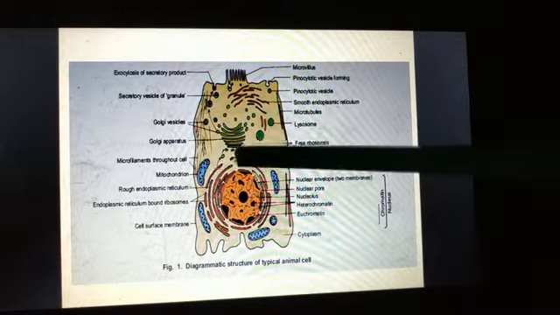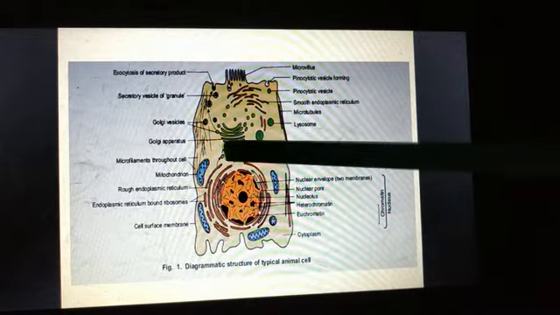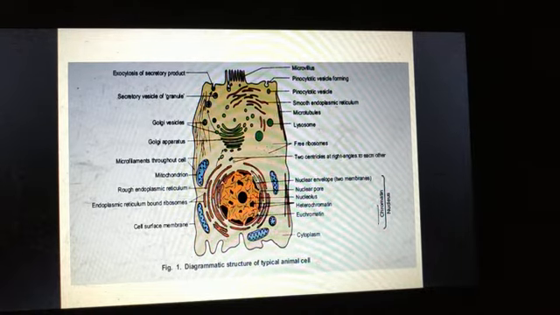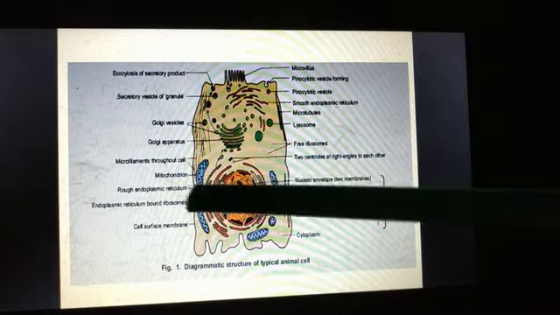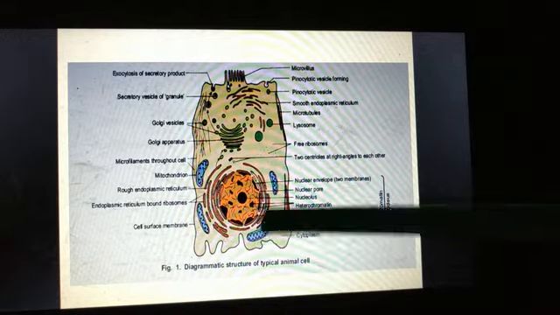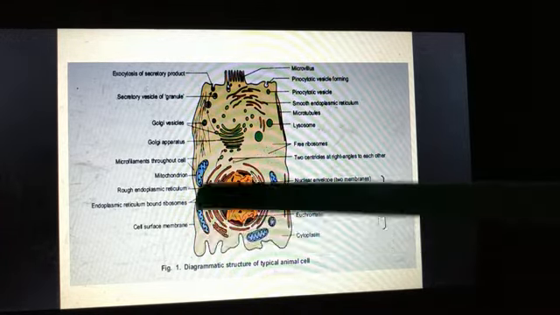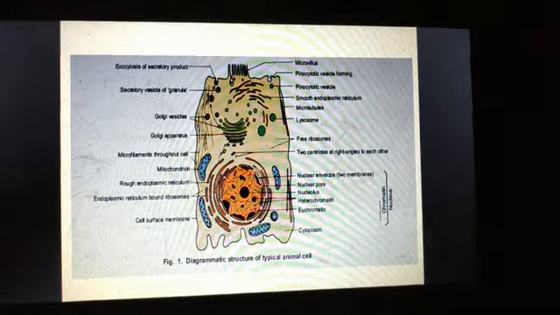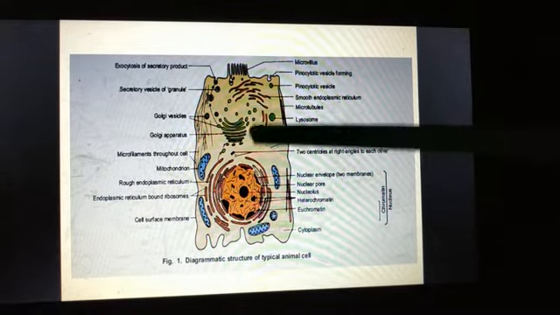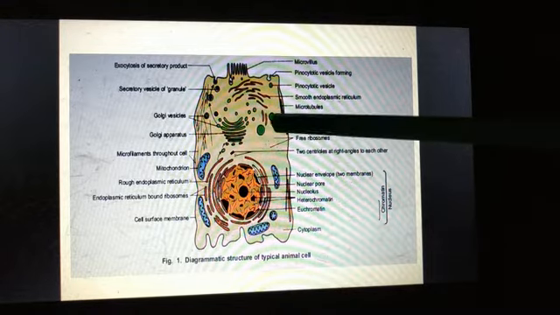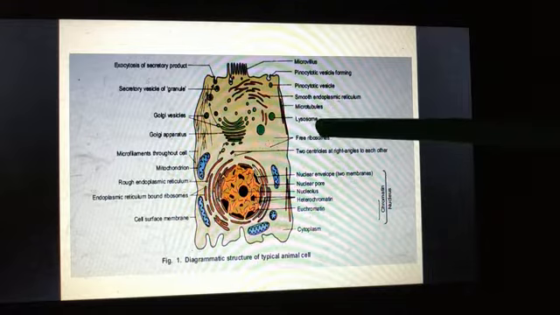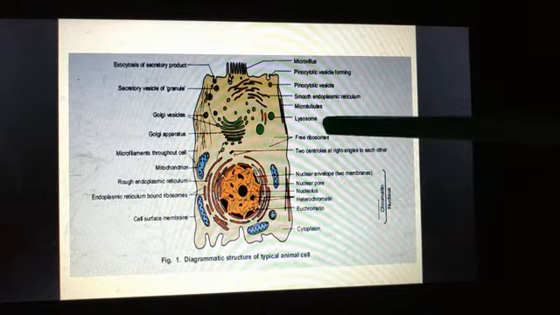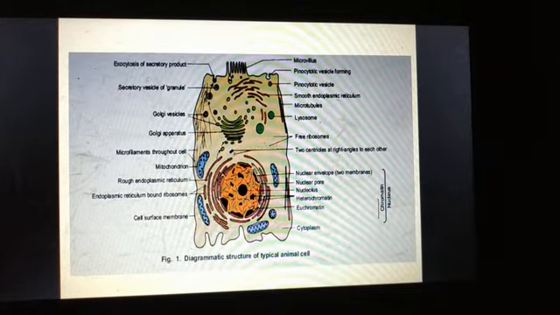Now here we have another component called Golgi body or Golgi apparatus. These are our mitochondria, or the powerhouse of the cell. They synthesize ATP. Here we have lysosomes. These are lysosomes. They contain digestive enzymes that help in lysis, or the breakdown.